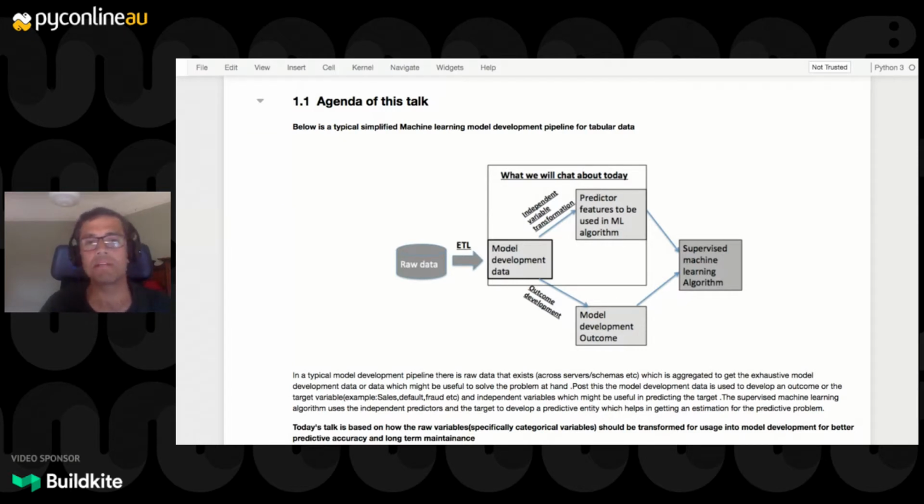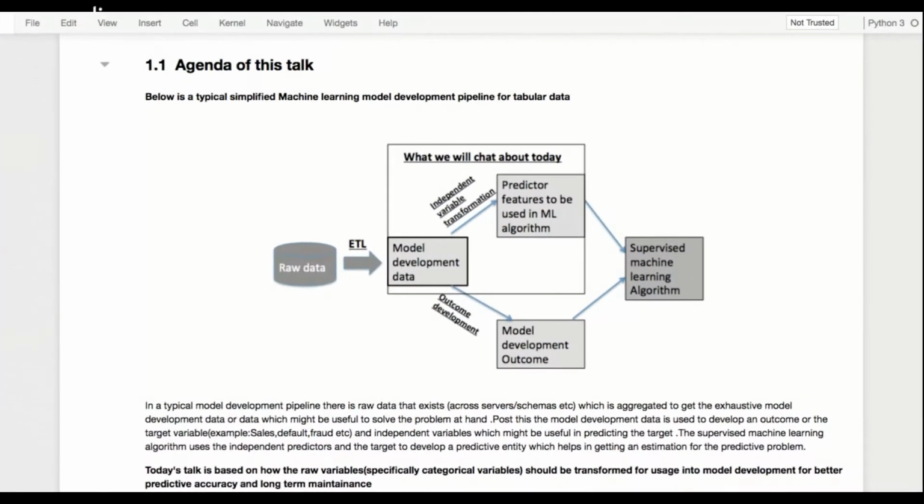For example, if you're developing a classifier for fraud, you will develop an outcome based on that. Or if you're trying to predict sales, you will develop a regression based output for that. Along with that, you will also extract the predictors which, as per your heuristic or business knowledge or past model build, tell you that these are the predictors for the outcome that you're trying to predict. All of this now goes into a supervised machine learning algorithm, which will give you the prediction that you are after to solve the business problem that you want solved.